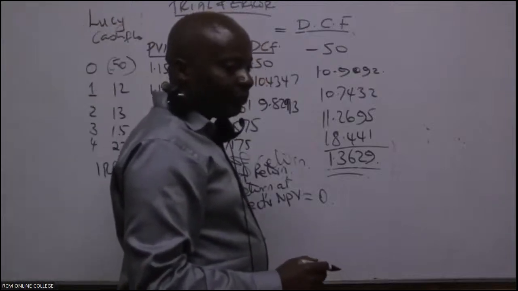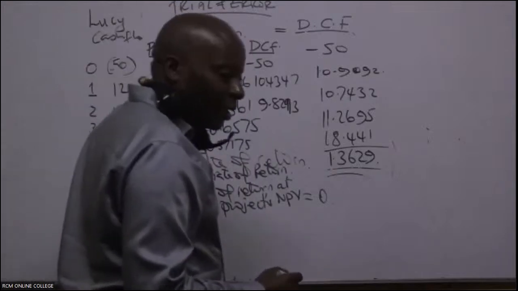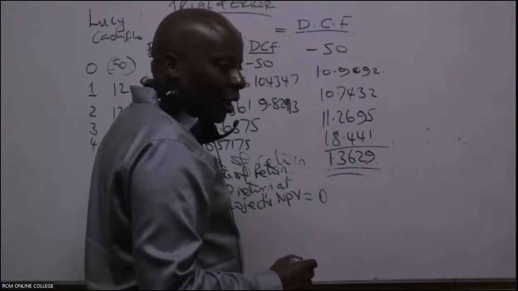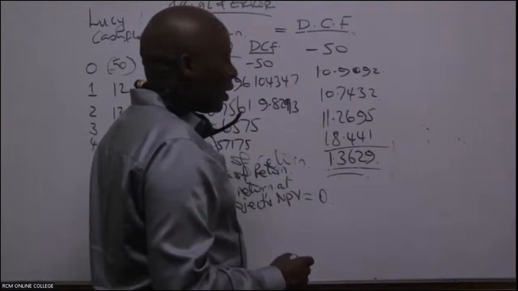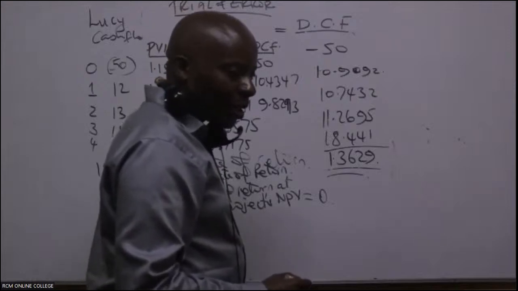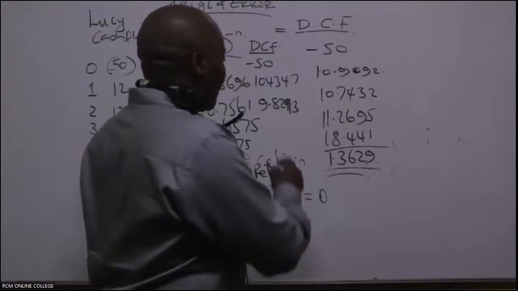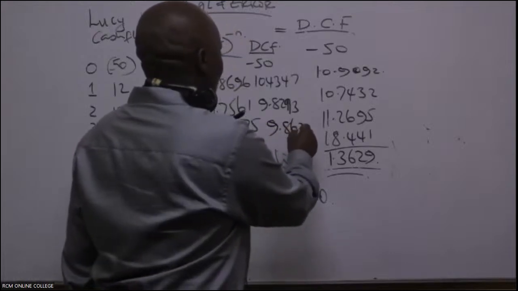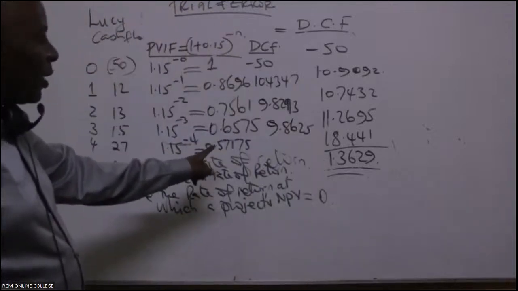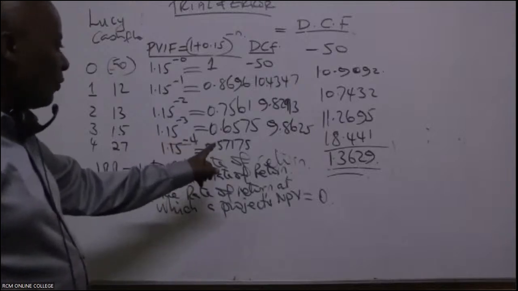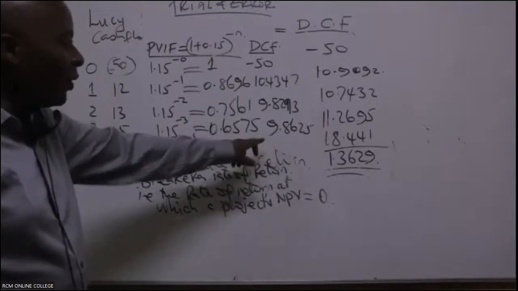What do we have here now? The fourth year. We're almost there. 9.8625. And then the very last year, we have 27 times 0.71, something like 0.5718. Please give me the final answer here.